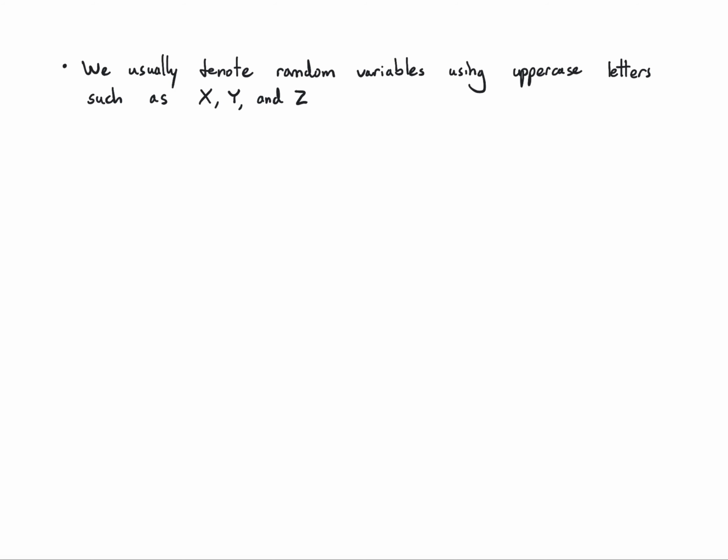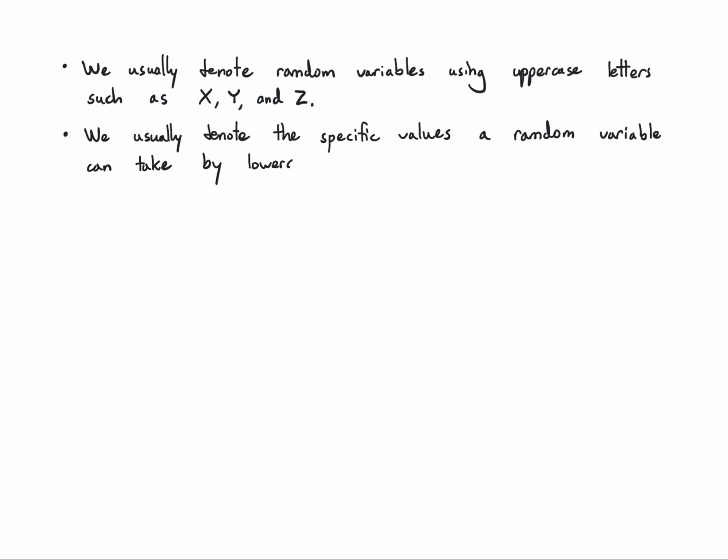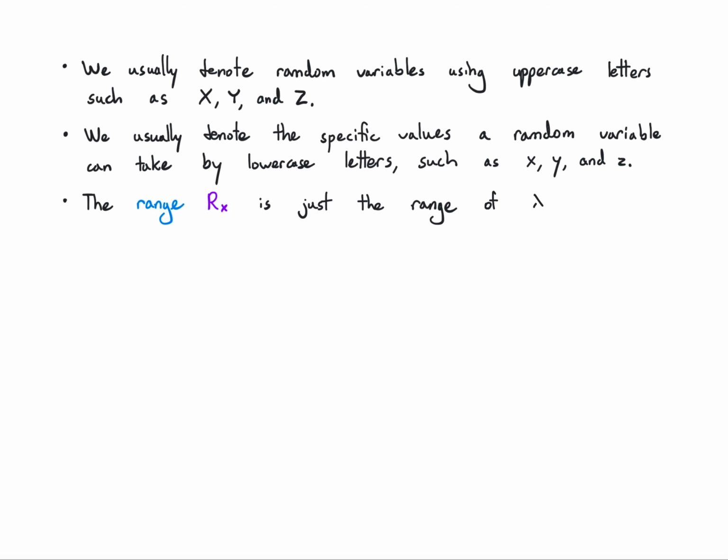We're usually going to denote random variables, like I said, using uppercase letters from the end of the alphabet, so things like X, Y, and Z. And we'll usually use the beginning of the alphabet like A, B, and C for events. We usually denote specific values that a random variable could take, so fixed values rather than the random aspect of it, using a lowercase letter. So we're going to use little x, little y, and little z to denote an arbitrary value. And the range, R sub X, is just going to be the range of the function X.